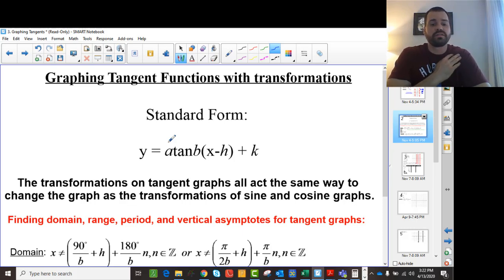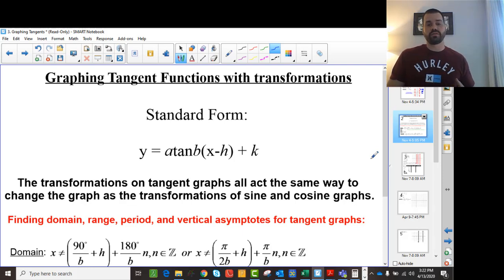What's different is the stuff you're going to be asked to find. You're not going to be asked to find the amplitude because there isn't one, and you're also not going to be asked to find the sinusoidal axis. The reason is these aren't sinusoidal. In other words, they're not able to be written as a sine or cosine graph. So you won't have a sinusoidal axis, you won't have an amplitude, but you'll still have a period.